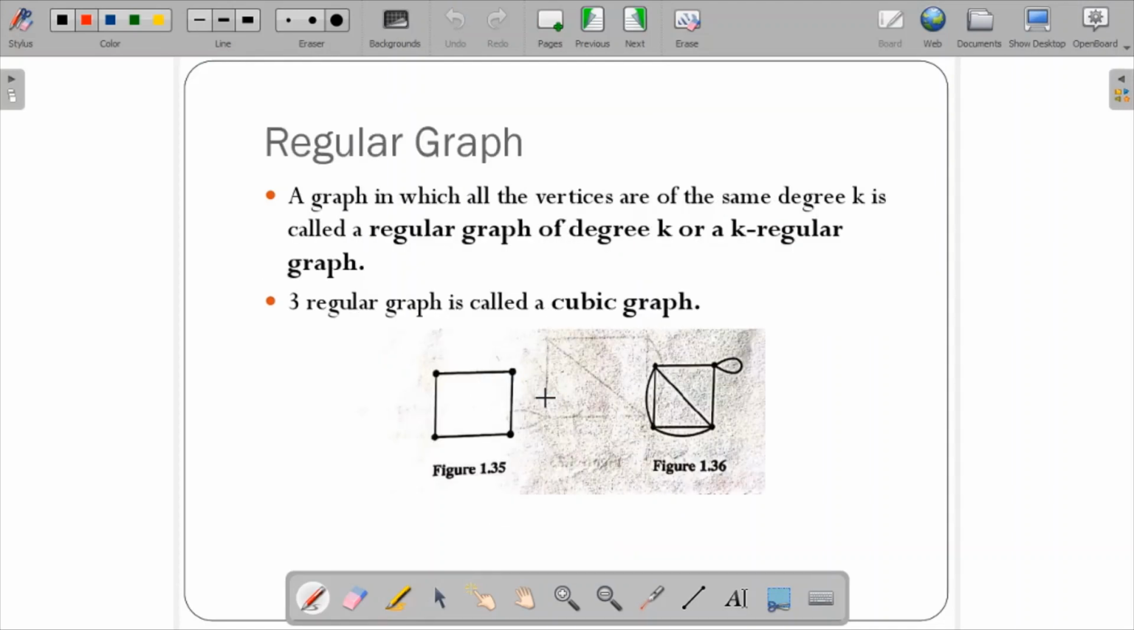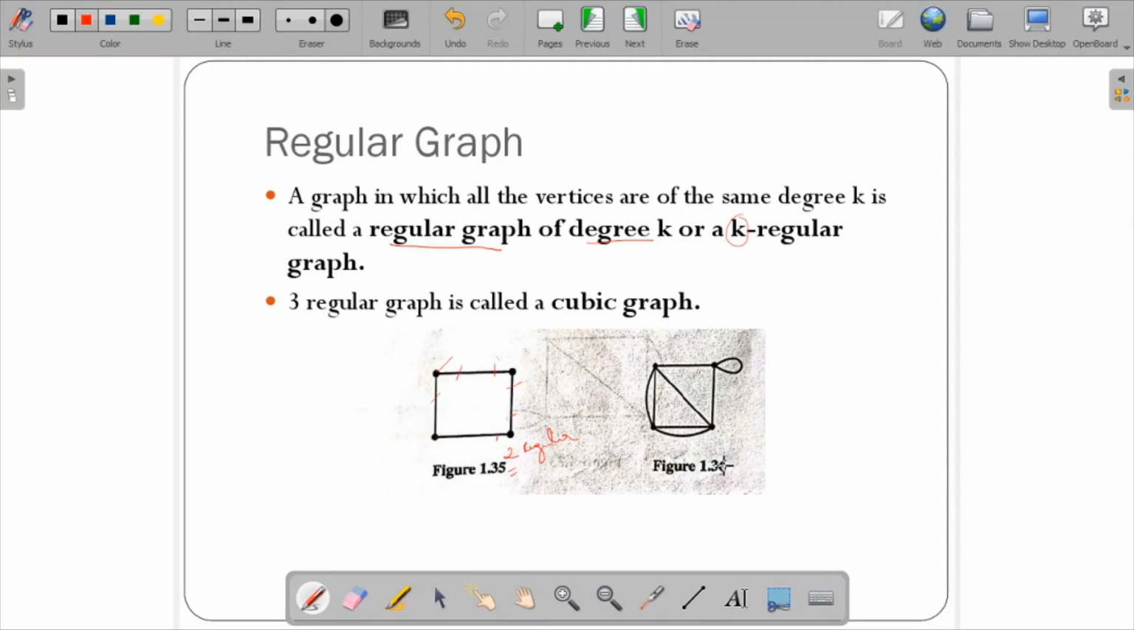Next we have the concept of regular graph. A graph in which all the vertices are of the same degree k is called a regular graph of degree k. If you see over here, this particular vertex has 2 edges, this vertex has 2 edges, here it has 2 edges, and in this particular graph we have 2 edges at every vertex. So it is a k-regular graph, where k is the degree, the number of edges at each vertex. If you consider this graph, it is called a 2-regular graph because every vertex has degree 2. So this first diagram is the 2-regular graph.